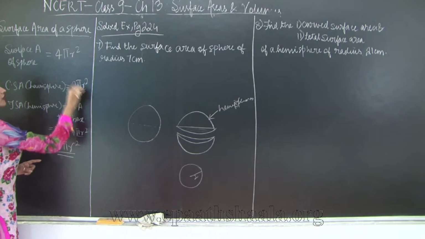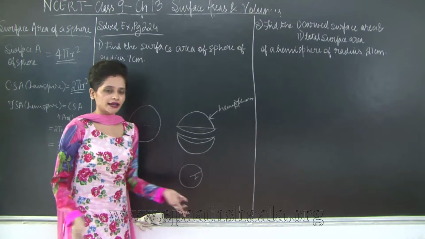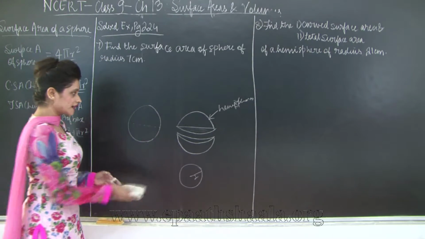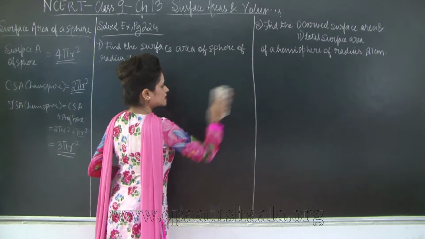So these are the three important formulae related to finding the surface area and the curved surface area: the surface area of sphere, the curved surface area and total surface area of hemispheres.